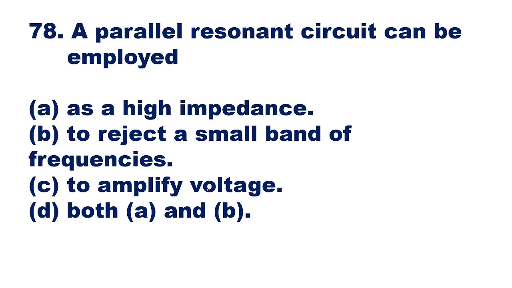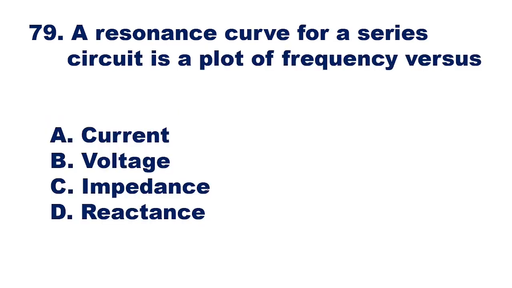A parallel resonance circuit can be employed. Option A is as a high impedance. Option B is to reject a small band of frequencies. Option C is to amplify voltage. Option D is both A and B. Out of these options, option D will be the right answer, because a parallel resonance circuit is used both as a high impedance and to reject a small band of frequencies. So option D is the right answer here. Then we'll go to the next question.